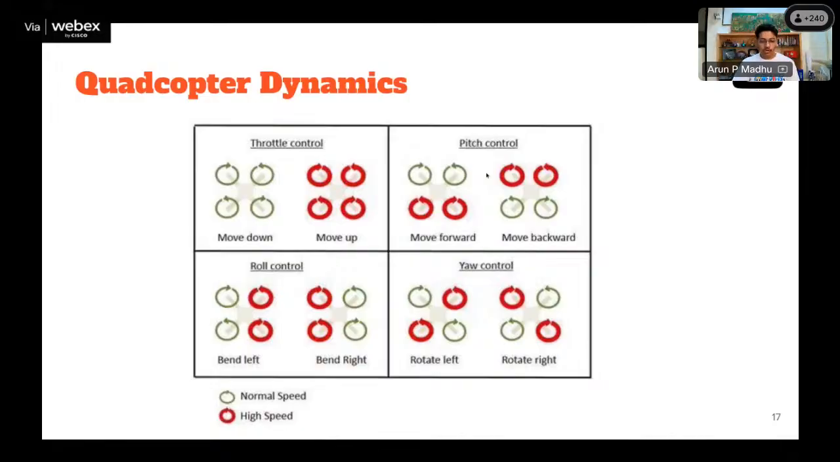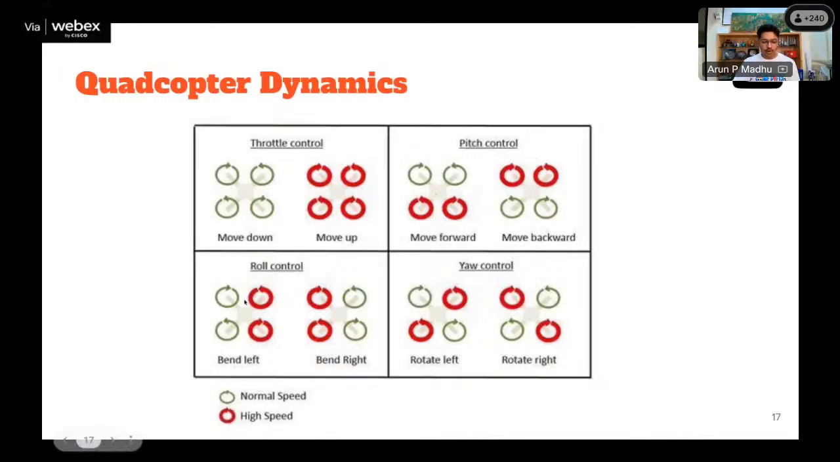In order for a quadcopter to pitch forward, you just increase the velocity of the rear two motors. This is the front of the quadcopter. You increase the velocity of the motors on the back side, and then the quadcopter will be able to pitch forward. If you want to pitch backward, to move backward, you just increase the velocity of these two motors on the front side. Then the drone will be able to move backward.